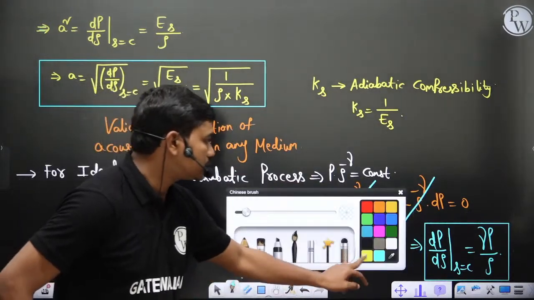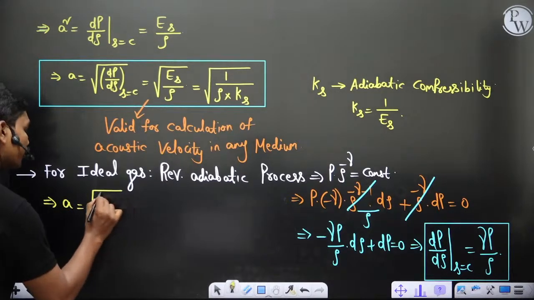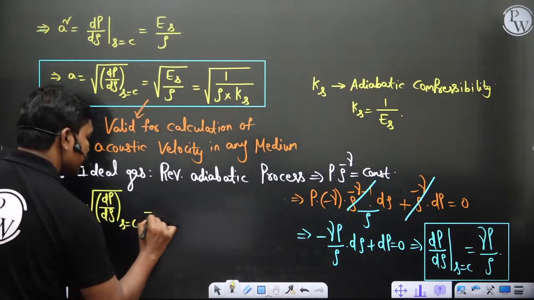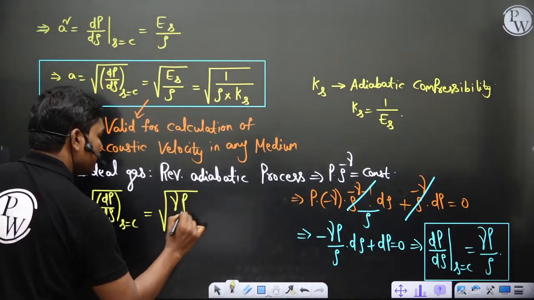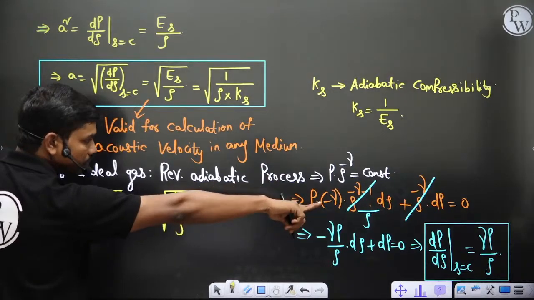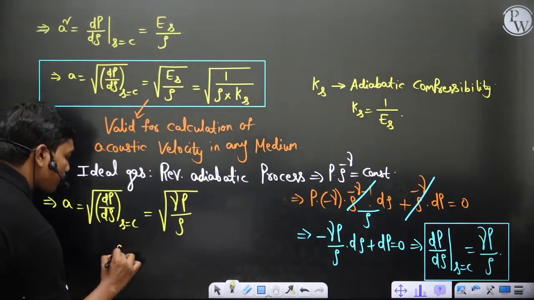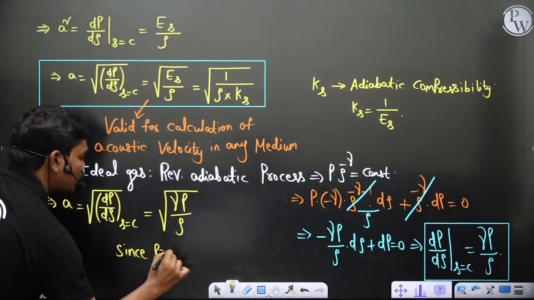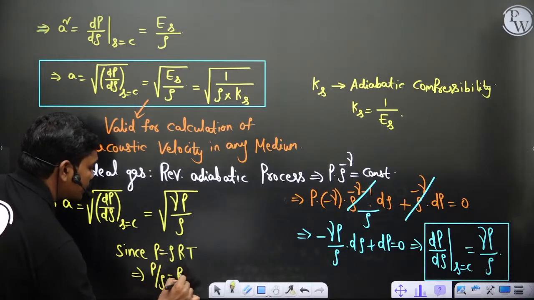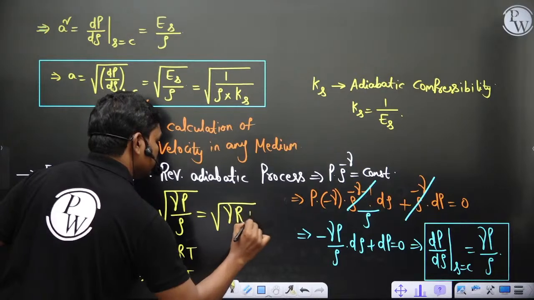Now if you use this in this equation, a is equal to square root of dP by d rho at isentropic conditions, and this is equal to square root of gamma P by rho, because at isentropic conditions dP by d rho of an ideal gas is nothing but gamma P by rho. And normally the ideal gas equation is P equal to rho RT, so P by rho is nothing but your RT. So this P by rho can be replaced with RT. That's it.